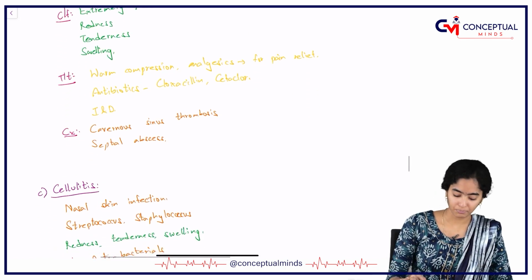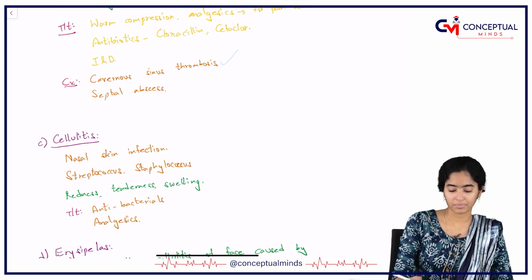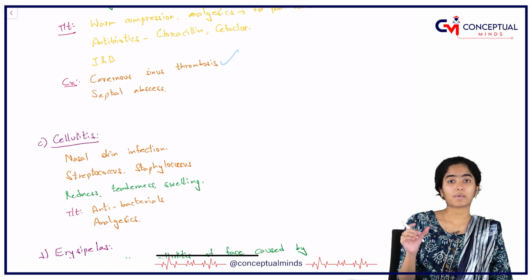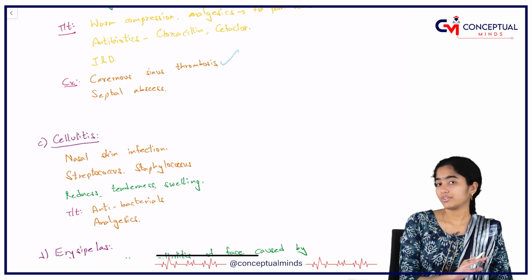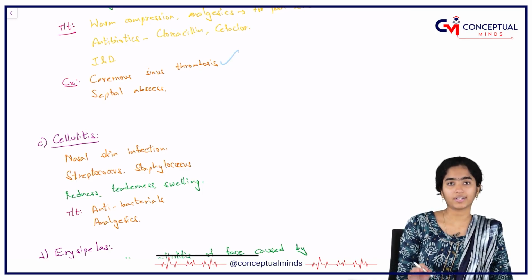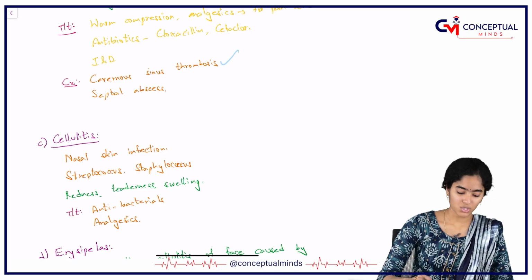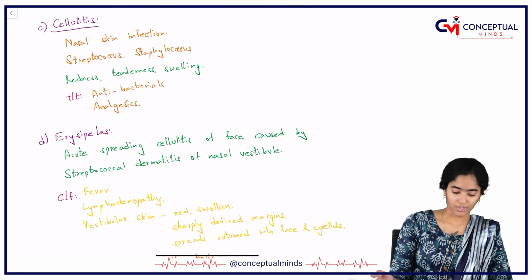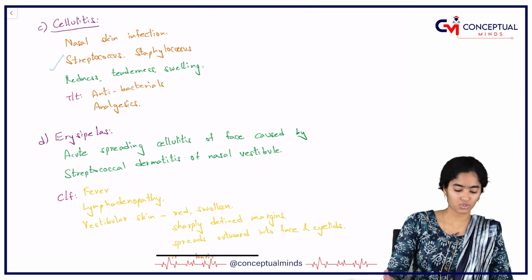It can complicate into a cavernous sinus thrombosis or a septal abscess if it is not properly treated, and mostly if it is pinching of the furuncle if at all done. It should never be done, and you should in fact advise the patient not to meddle with the furuncle. Okay? Yes. Next we have cellulitis, which is just nasal skin infection by streptococcus or staphylococcus, and treatment, analgesics and antibacterials.